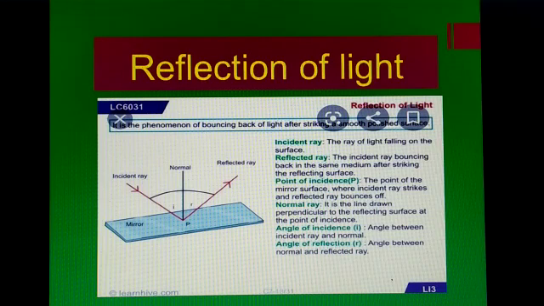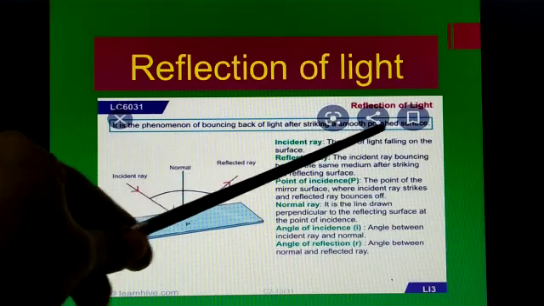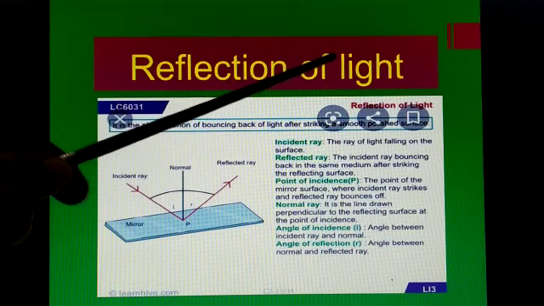So the first topic of this lesson is reflection of light. You may know the phenomenon of reflection of light. That means it is the phenomenon of bouncing back of light after striking a smooth, polished surface. That phenomenon is called reflection of light.